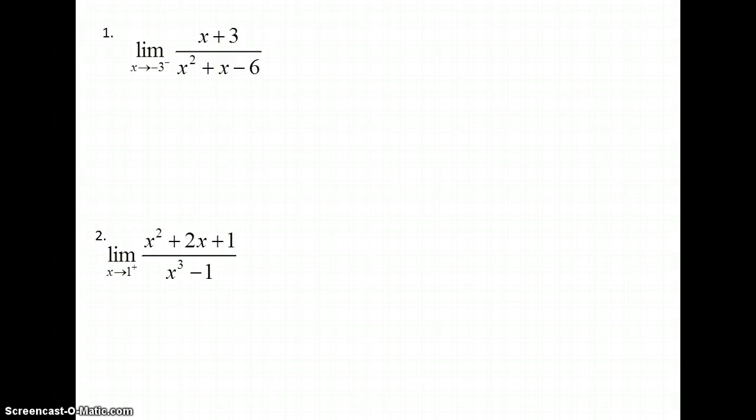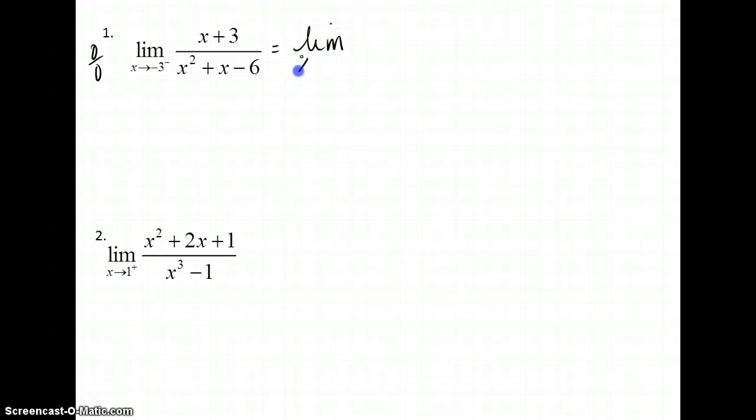Okay, so this is Mod 7's Chapter 1 test. Numbers 1 and 2 are one-sided limits. One-sided limits are evaluated the same as a regular limit. First we would start with a direct substitution. A direct substitution of -3 would give us indeterminate form of 0 over 0.